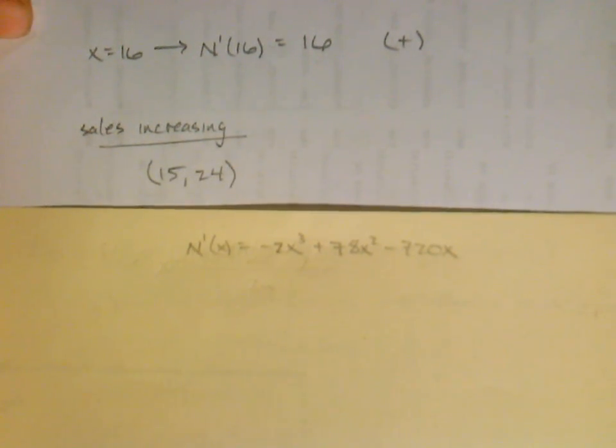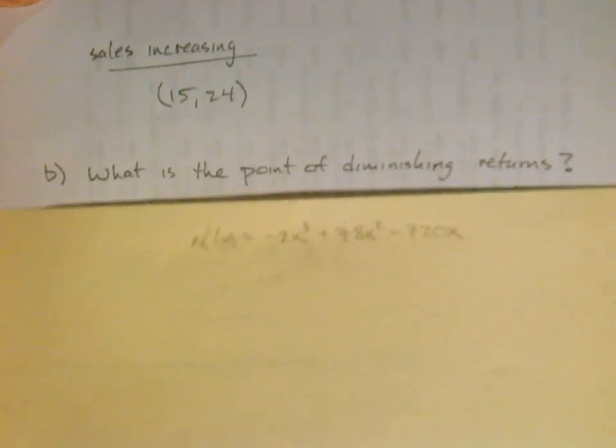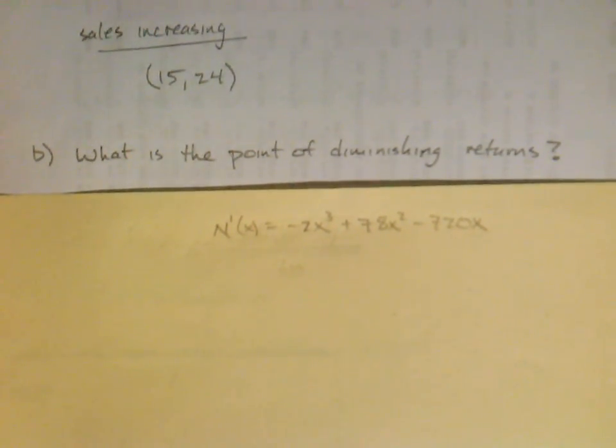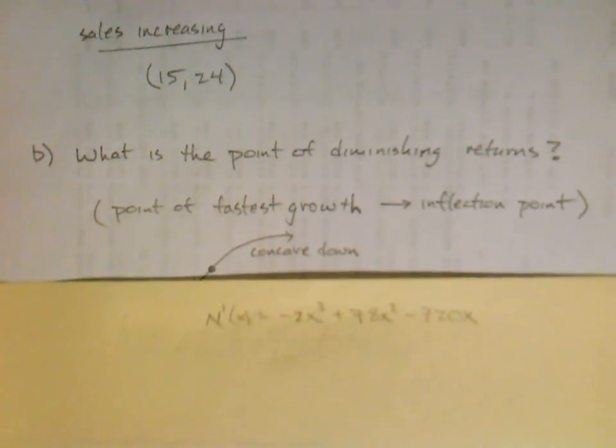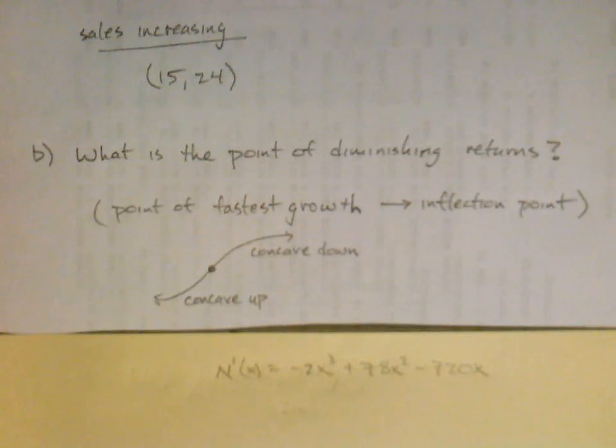Okay, turns out there's a part B here. Now, this is kind of cool. What is the point of diminishing returns? This is an interesting idea and just how it connects to concavity. Turns out the point of diminishing returns, I'll just show you my graph here, that's the point of fastest growth. So, when your growth is increasing at the fastest rate, then you've hit the point of diminishing returns.